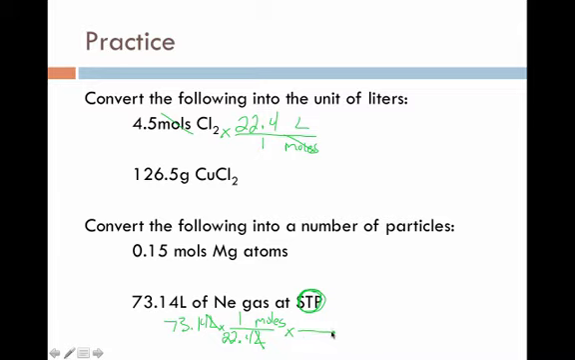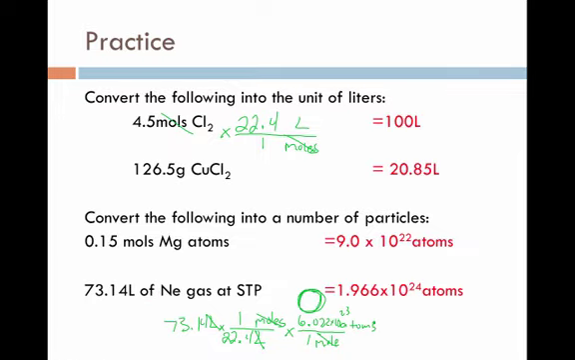Our second step then would be to convert from moles into number of particles. We know that 1 mole, line it up so that these cancel out, is equivalent to 6.022 times 10 to the 23rd atoms in this case. In the previous problem we did, it was molecules. This time, since we're talking about atoms, it's atoms. We could take a look again at our answers.